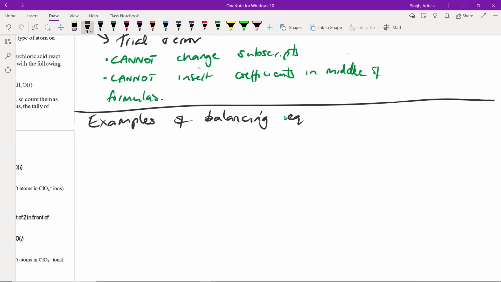Okay, and you only get good at balancing equations if you practice. So you really need to do lots and lots of practice so that you develop the little strategies that you can use to make this process go more efficiently. So let's take a look at the first one.